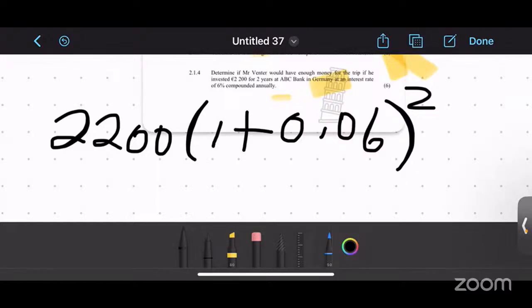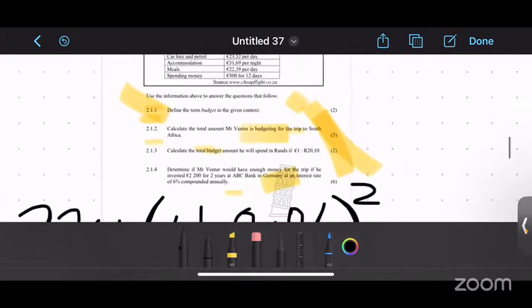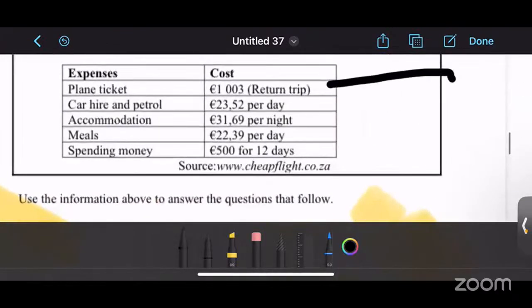1.06 multiplied by 1.06 multiplied by 2,206. Ma'am, it gives me 2,471 and 92 cents.